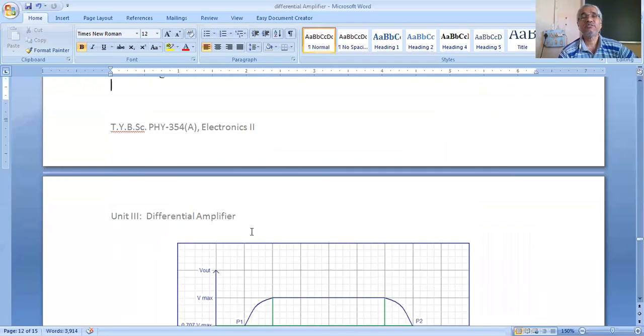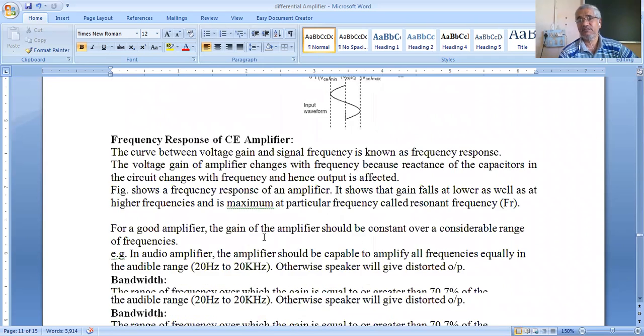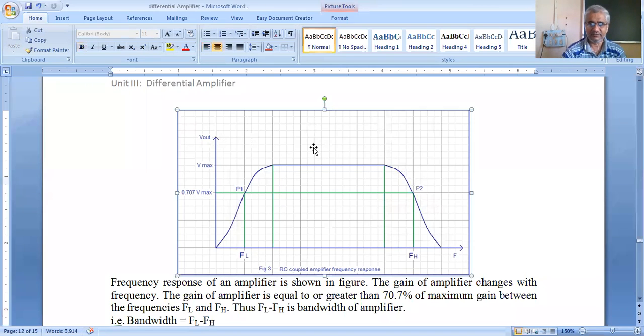Right. So this is the frequency response of a common emitter amplifier. Greater is this range, हा जो difference आहे हा जितका जास्त तितका तो amplifier better असतो. So the amplifier must be capable of amplifying a considerable frequency range, then the amplifier is a good amplifier.